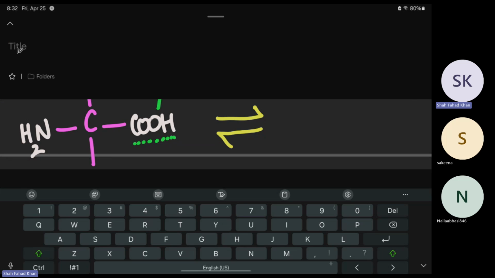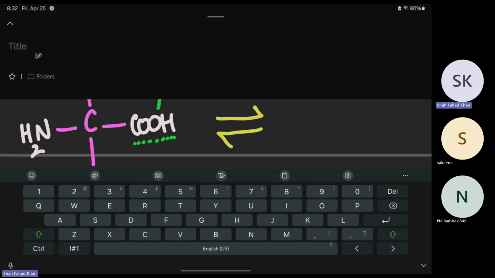Then write the name of the title. Structure of amino acid. Okay, or just think of the amino acid to define.